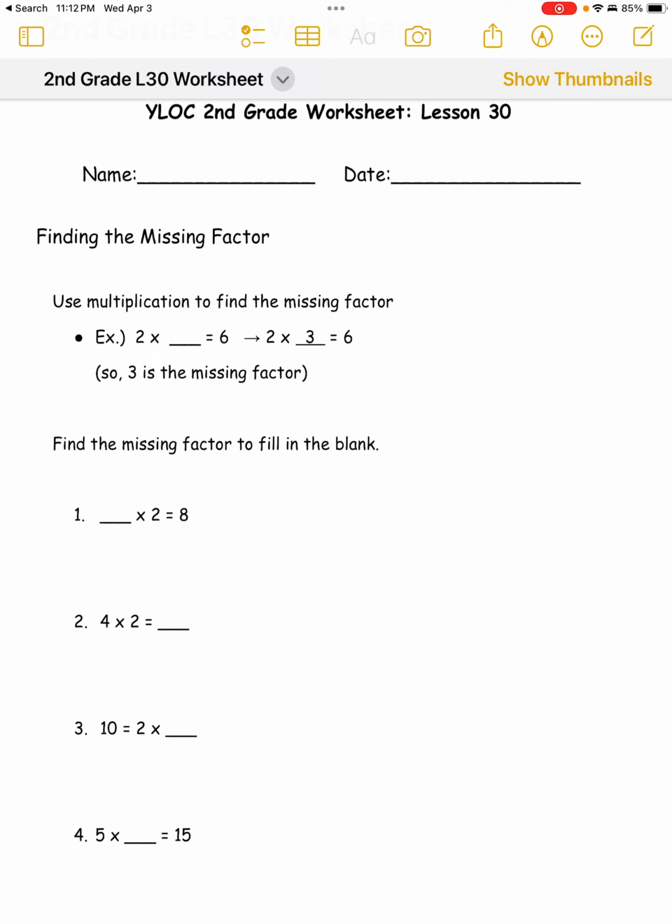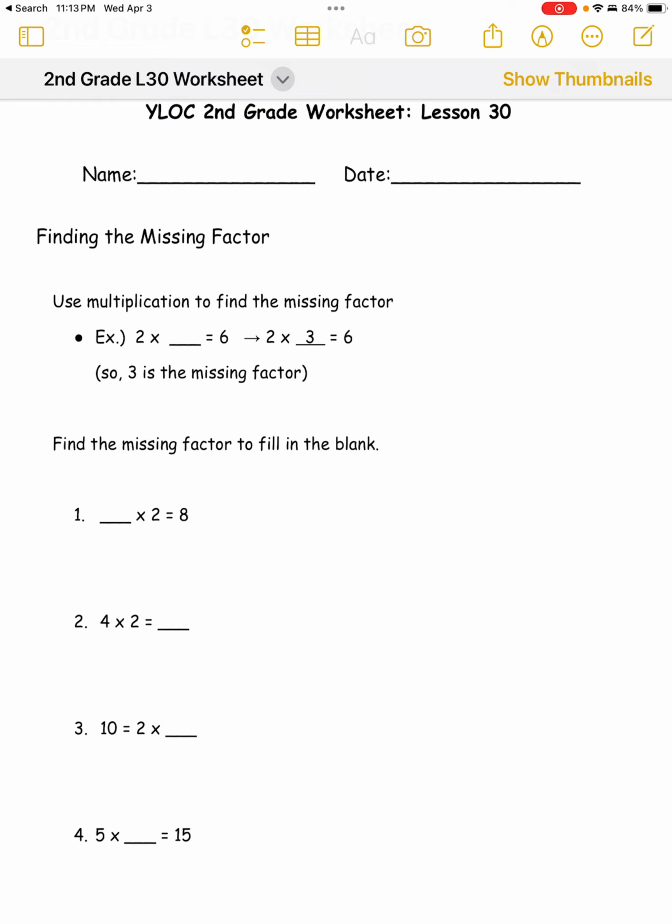So make sure you write down your name and the date. It says finding the missing factor. Use multiplication to find the missing factor. Example, 2 times blank equals 6. So 3 is the missing factor. 2 times 3 equals 6. So we're using multiplication to find the missing factor.